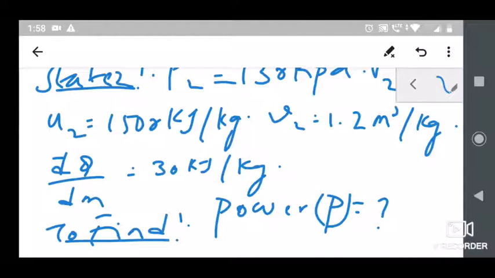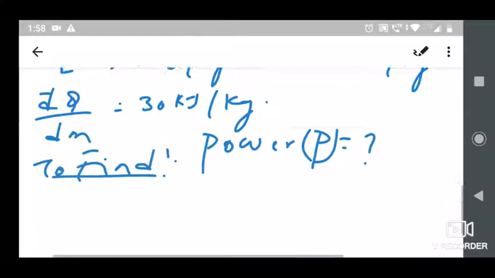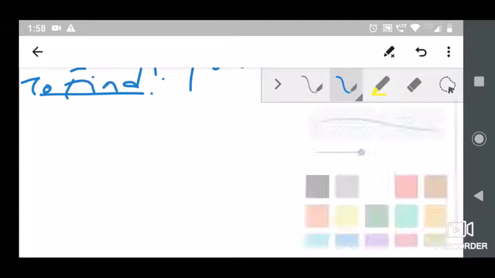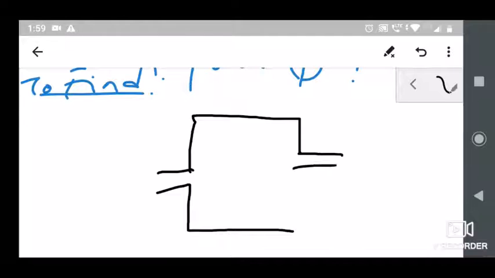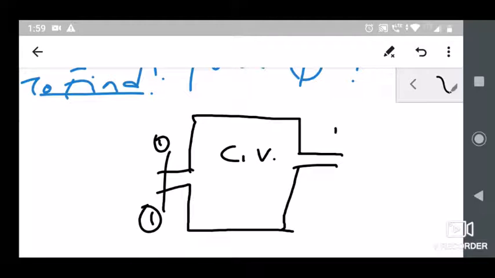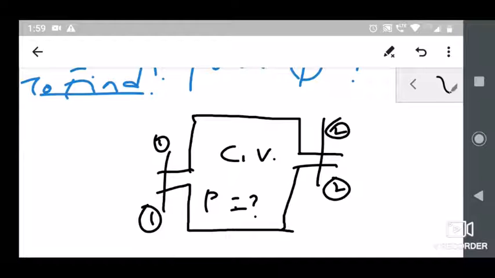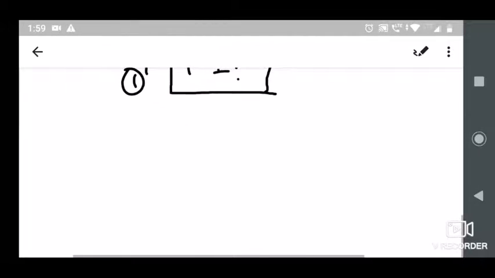What are the assumptions we are making here? The steady flow, and another assumption is neglecting the potential energy changes. Let's draw the sketch. It's very simple. Control volume, this is at state 1, the properties, and this is at state 2, the properties. Here the power is what we need to calculate. Next, let's write down the formula.